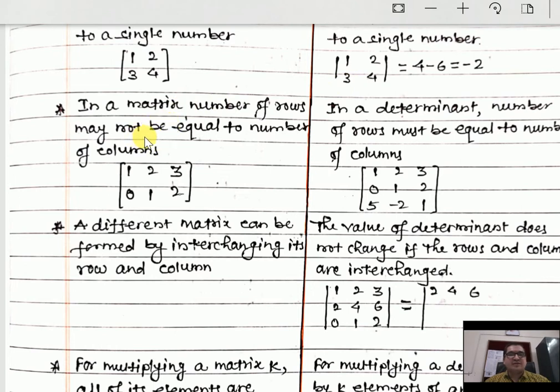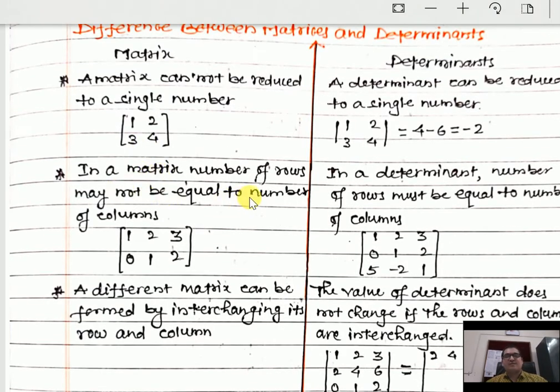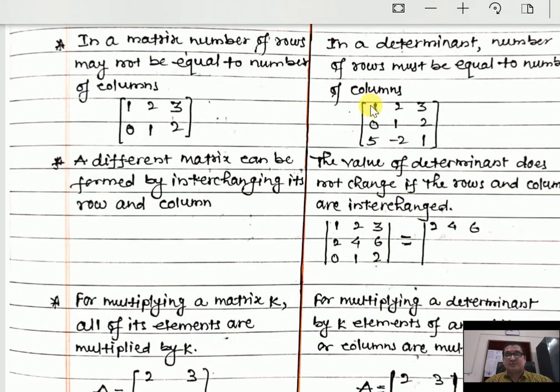Now the second difference: in a matrix the number of rows may not be equal to the number of columns. See, number of rows is 2, number of columns is 3. But in determinants it's not like that. The number of rows must be equal to the number of columns. It means it is a kind of square determinant. I have put here the matrix sign; it should be the determinant sign. By mistake, I have put the matrix sign.